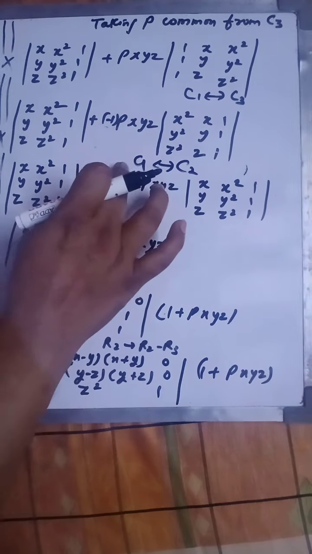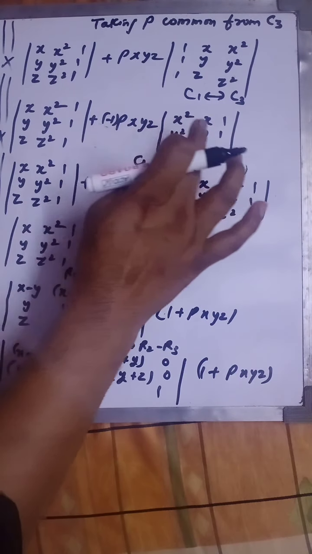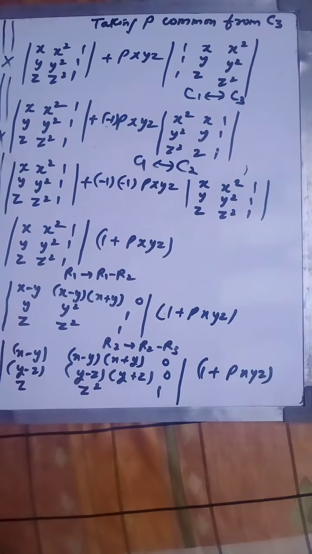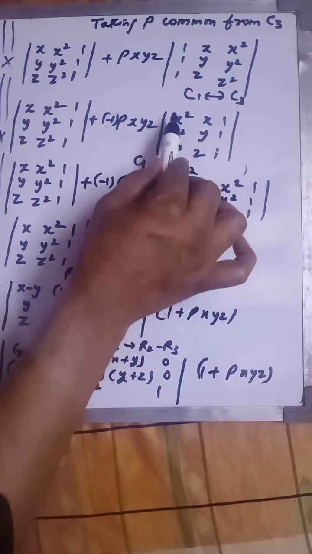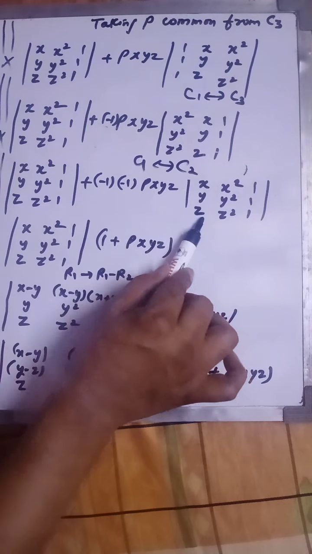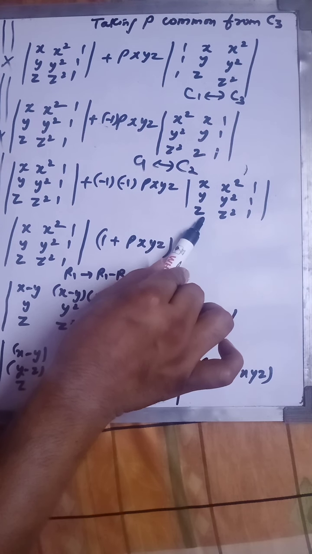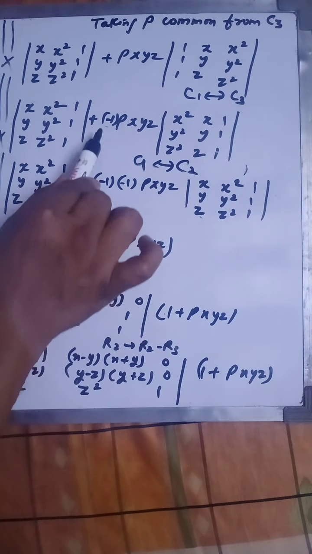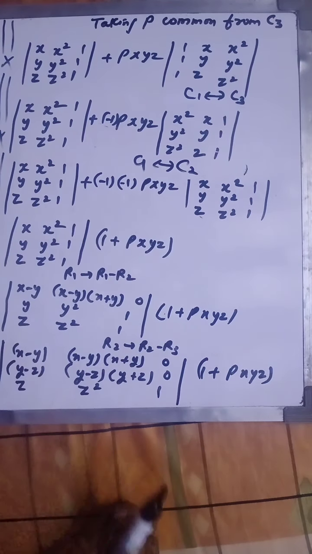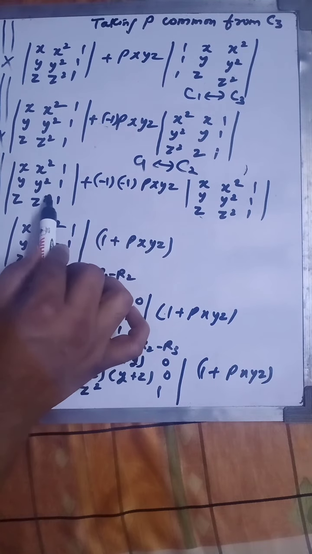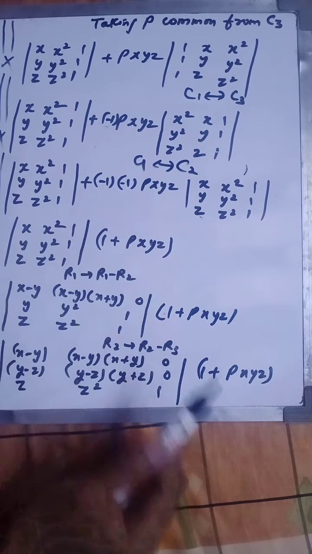Okay, I am interchanging column C1 with C2, so this will come at this place and this will come at one's place, at the place of the first column. So first we have to write x, y, z, x square, y square will become here, like this, you can see here. And again your negative sign will come. This negative is there and this negative is extra, because we are changing column C1 with C2, and the other determinant will remain the same, and you have to just copy it.